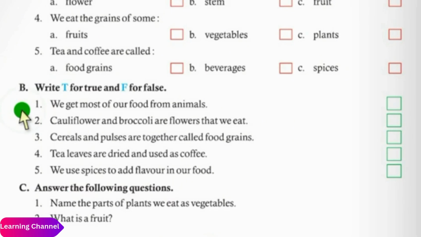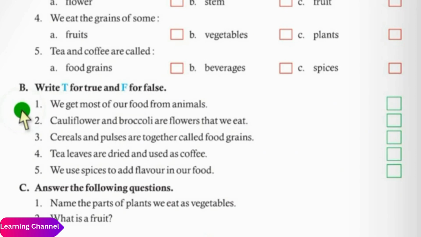Write T for true and F for false. 1. We get most of our foods from animals. It is false. We get most of our foods from plants. 2. Cauliflower and broccoli are flowers that we eat. That is true. Cauliflower and broccoli are flowers we eat. 3. Cereals and pulses are together called food grains. It is true. Cereals and pulses are called food grains.